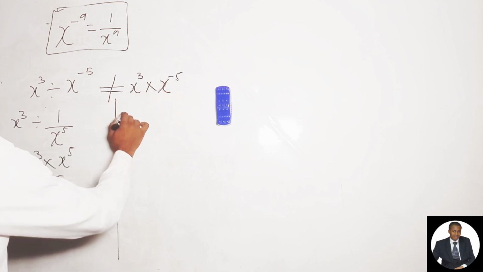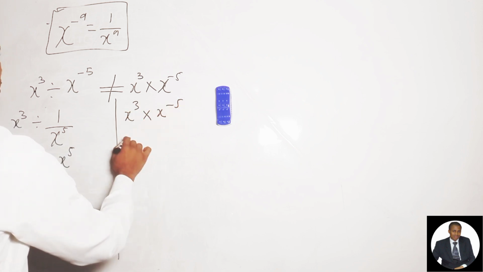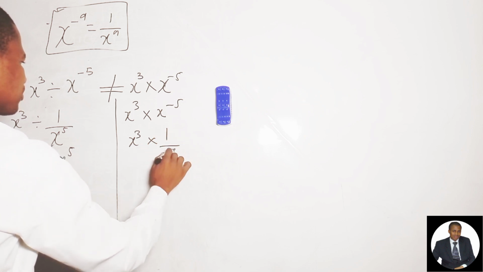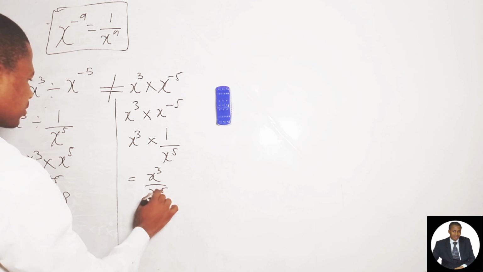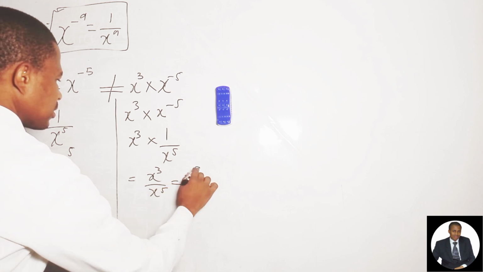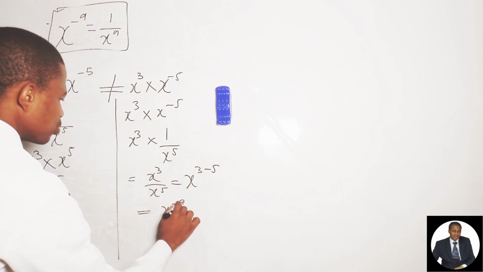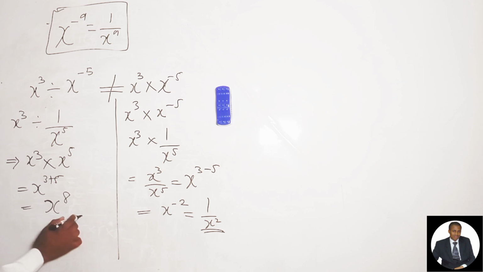How do we do this one? x cubed times x to the power minus 5. That's x cubed times 1 over x to the power 5. This is x cubed over x to the power 5. That is x to the power 3 minus 5. And it will give us x to the power minus 2, which is equal to 1 over x squared. They are not the same. These two questions. So we need to be very careful when we come across questions like this.